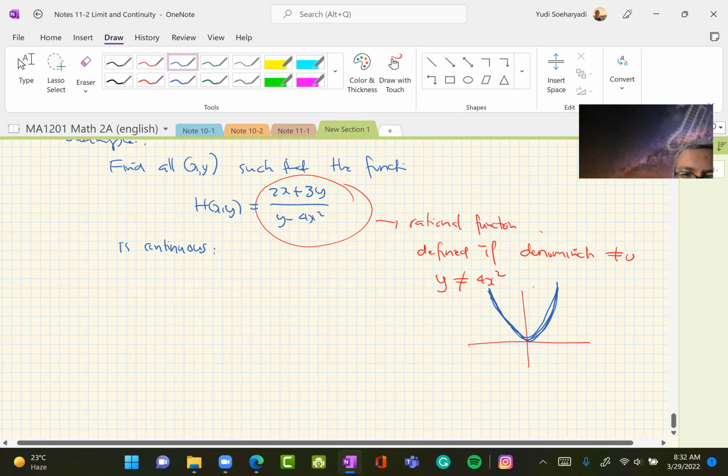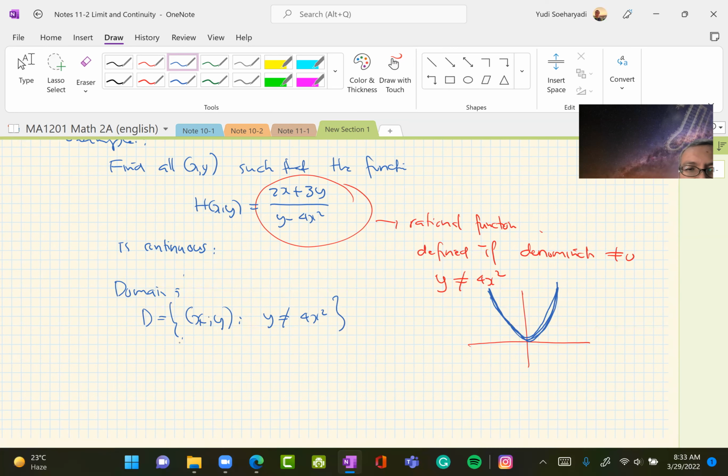So first you put the domain. Domain is all points, all pairs, such that y is not equal to 4x squared. So that's the domain.